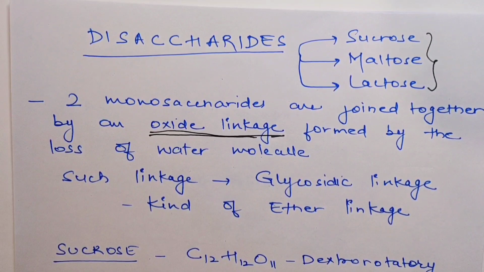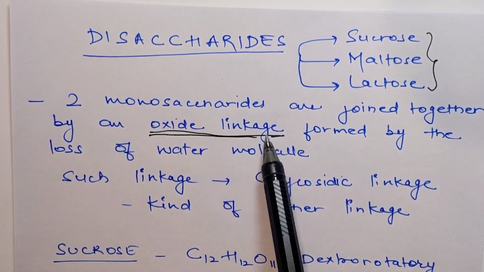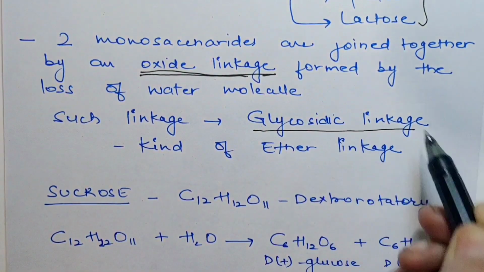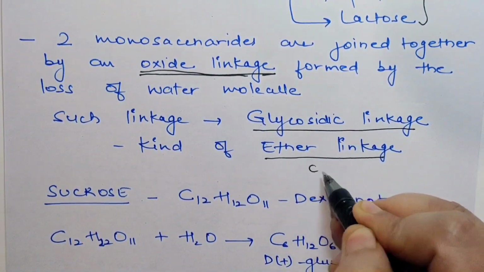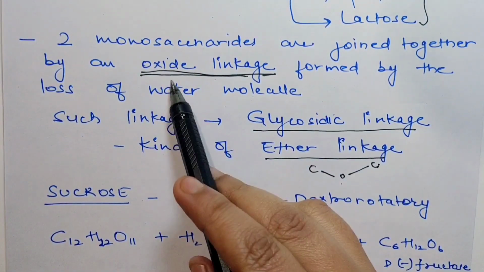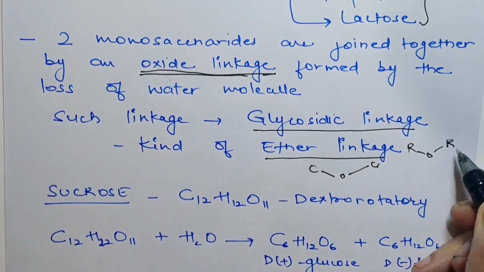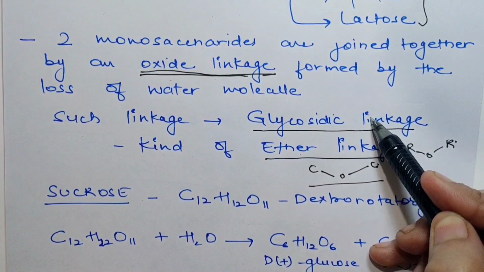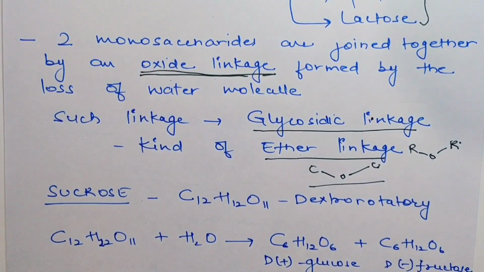Another very commonly asked question here is the kind of linkage that exists between the 2 monosaccharides. This oxide linkage is called glycosidic linkage. It's a kind of ether linkage because it's this kind of linkage, C-O-C. That's why it's also called oxide linkage or ether linkage, because in ether also you have C-O-C. Okay, so glycosidic linkage is the linkage between 2 monosaccharides when they combine and form a disaccharide by a loss of water molecule.